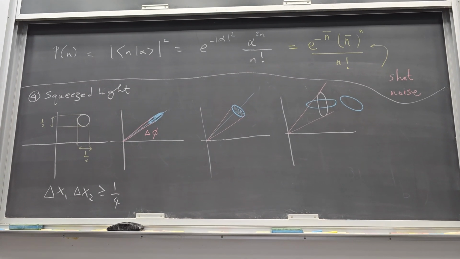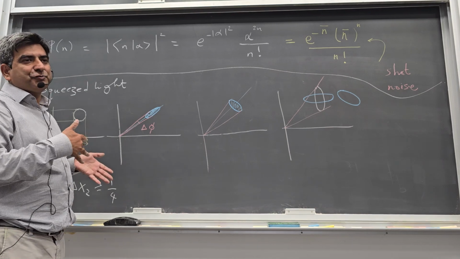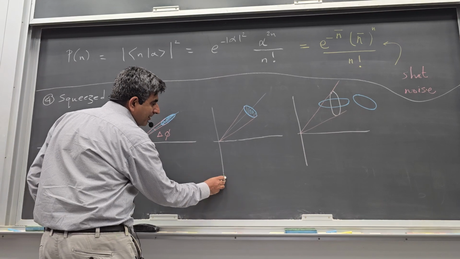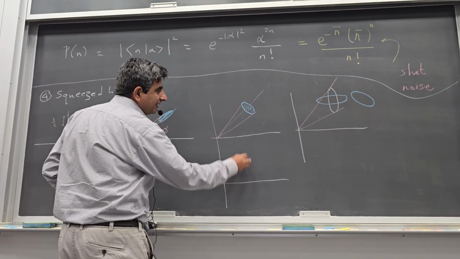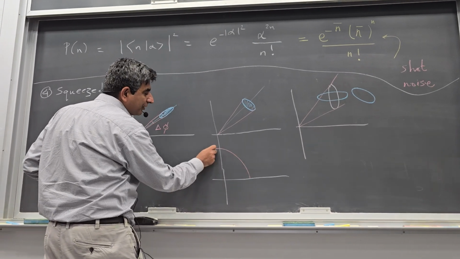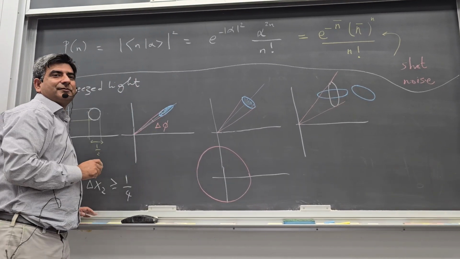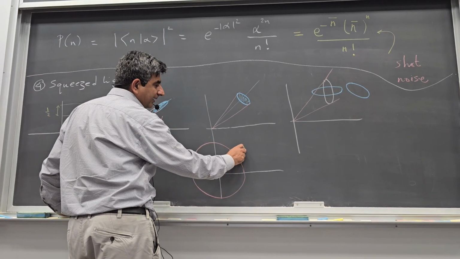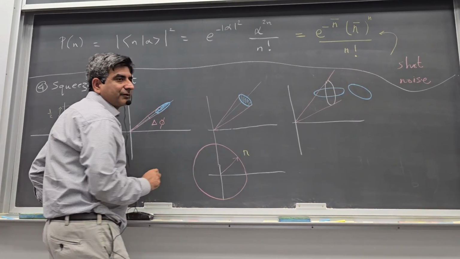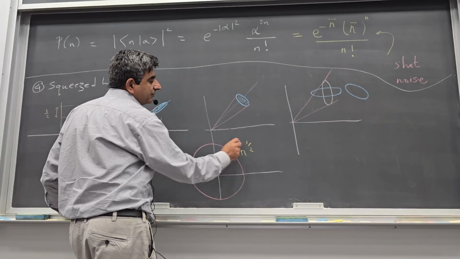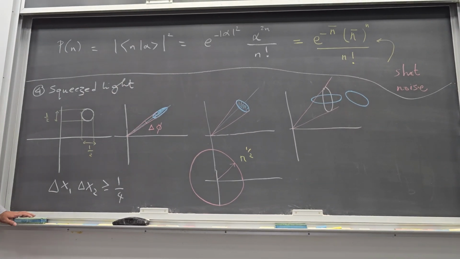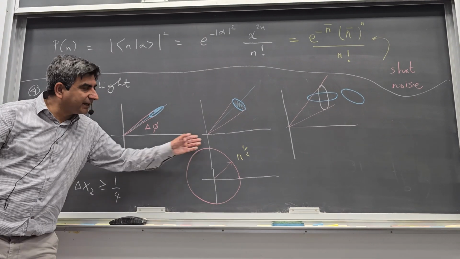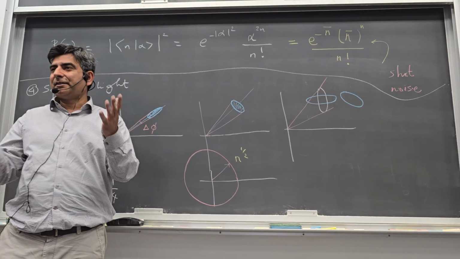A number state is an amplitude squeezed light in a sense that its amplitude is fixed. Its amplitude is fixed, so it gives you a narrow ring, a narrow circle, where this length now is simply n, the number of photons, plus 1/2, right? If we ignore the vacuum energy. And the phase is totally uncertain, and there is no uncertainty in the number of photons.